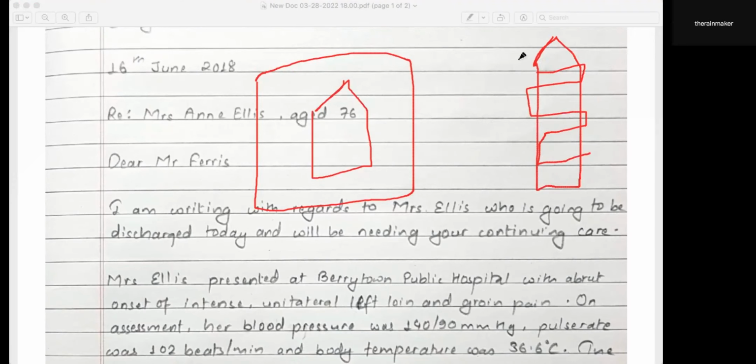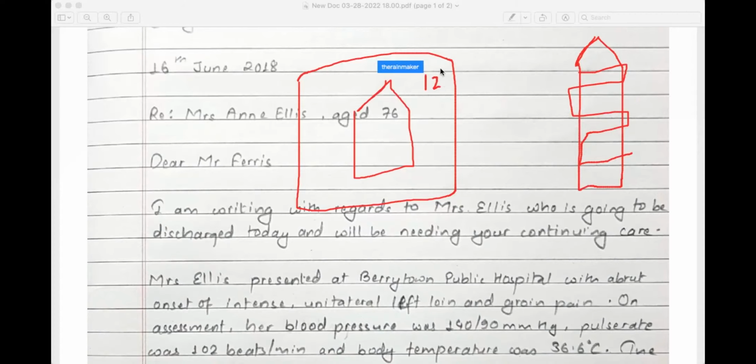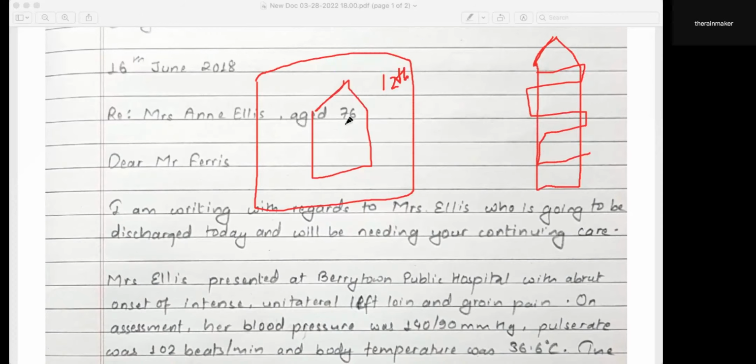Then, one day, that is the 12th. What was the date of admission? 12th or 13th? Yeah, 12th. So on the 12th, maybe the patient is sleeping in her bed and she started crying and saying that her groin hurts, and so on. So Paul Ferris, let's imagine this is Paul Ferris's room.